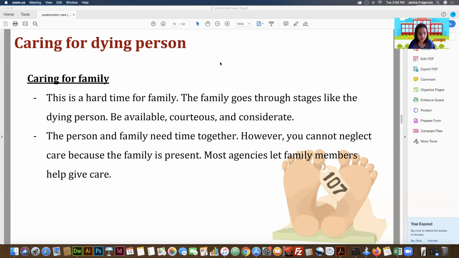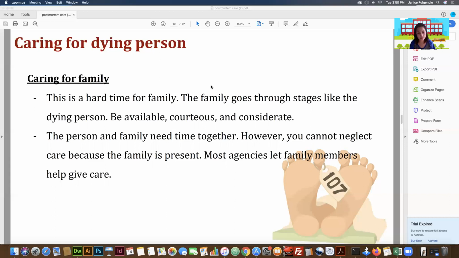Okay, if the dying person is feeling pain, of course they are feeling pain more, especially if they are mothers, if they are parents, and they are seeing their children who are in pain. Of course, the pain is double for them. Then be available, courteous, and considerate.